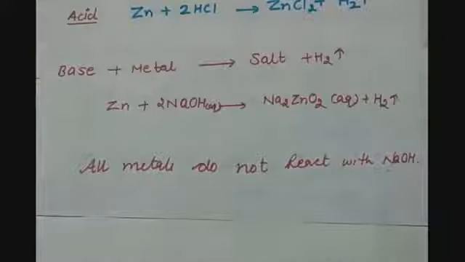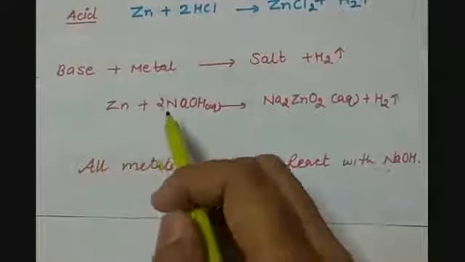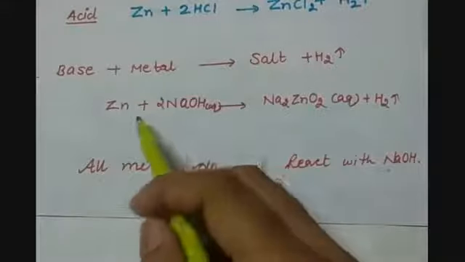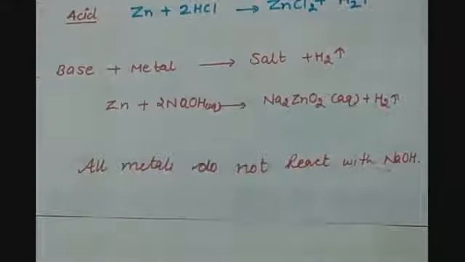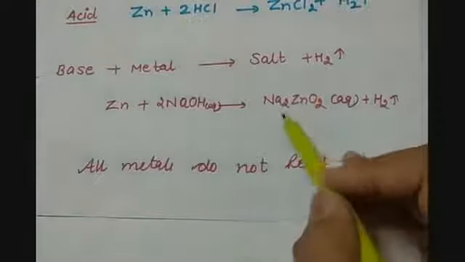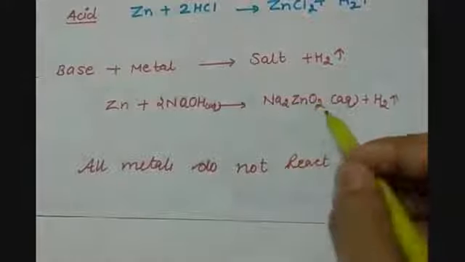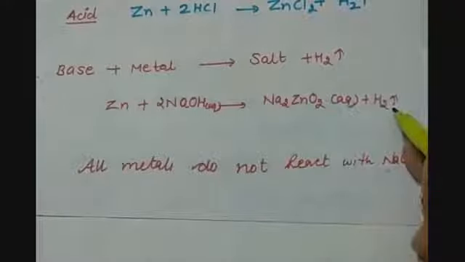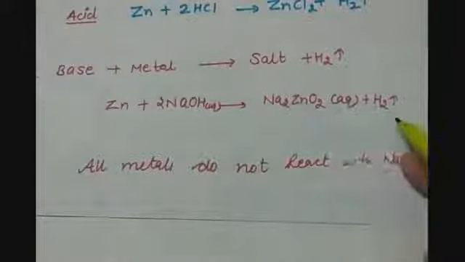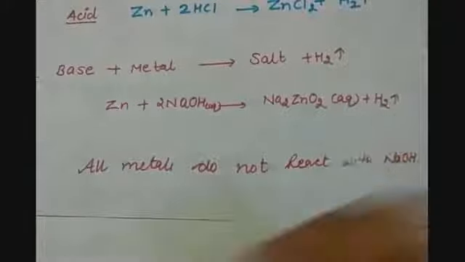The second reaction is the reaction between a base and a metal. When a base reacts with a metal, the same thing happens: hydrogen gas evolves and a salt is formed. Here we are taking the base NaOH, sodium hydroxide, and zinc as the metal. When zinc reacts with sodium hydroxide, it forms sodium zincate, having the formula Na2ZnO2, and hydrogen is evolved. So a salt is produced and hydrogen gas is evolved.